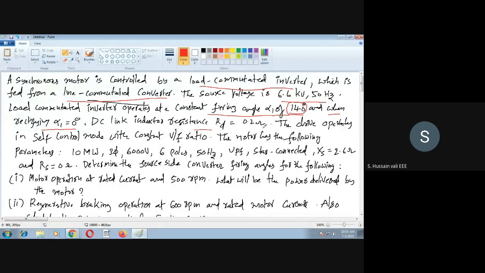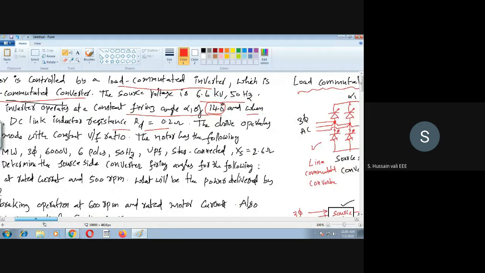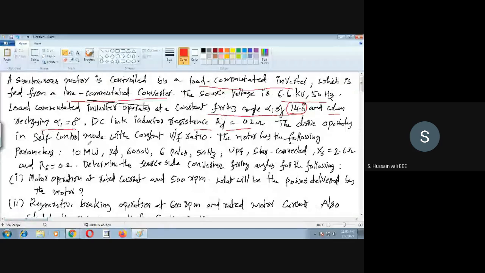So this data he has given, and what's next? The DC link inductor resistance is 0.2 ohm. This resistance value he has given. The drive operates in self control mode with constant V by F ratio. I hope you remember this thing. The motor has the following parameters: 10 megawatt. So these are the ratings.